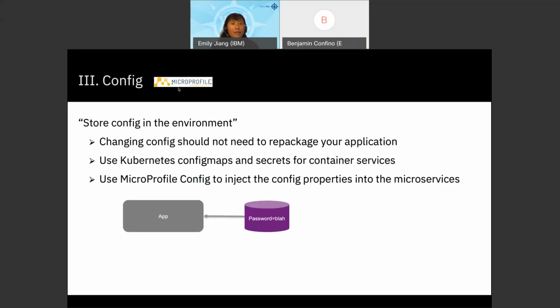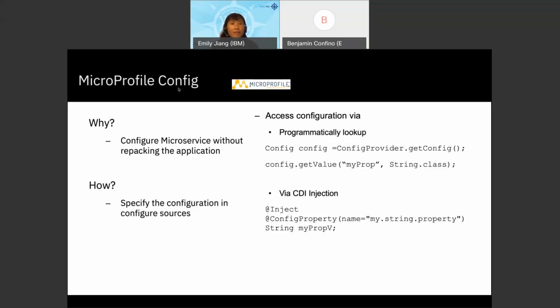So the third one is the config. You should store config in the environment. So when you change the config value, you don't need to repackage your application. You should consider using Kubernetes ConfigMap and Secret to store the config value. And then you can use MicroProfile Config to inject the config value into your microservice. MicroProfile Config is trying to achieve the goal: write once, config everywhere.